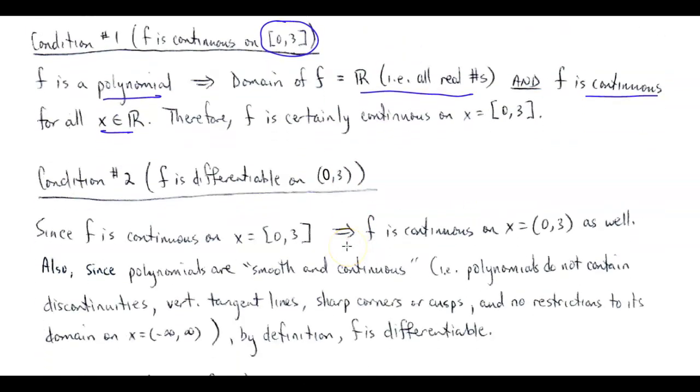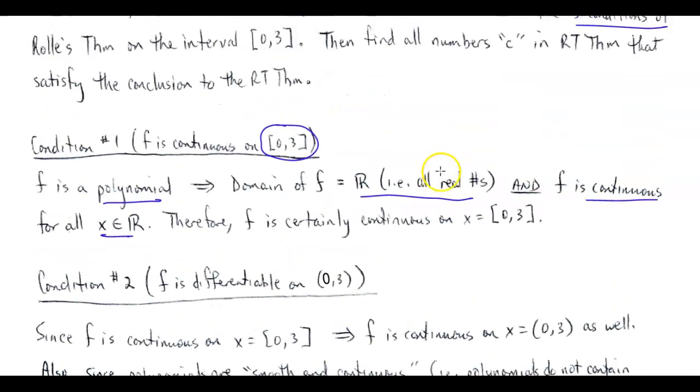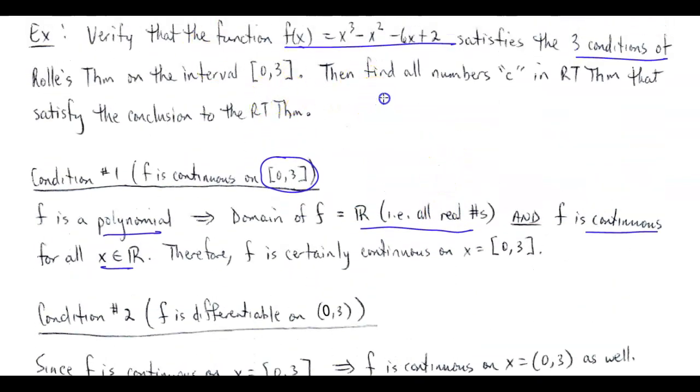Condition number 2, we need to find out if our function is differentiable. The easiest thing to do is to take the derivative of our function, and that's going to be 3x squared minus 2x minus 6. So this is our derivative. Notice that our derivative is also a polynomial. Because our derivative is a polynomial, it is also continuous for all real numbers.